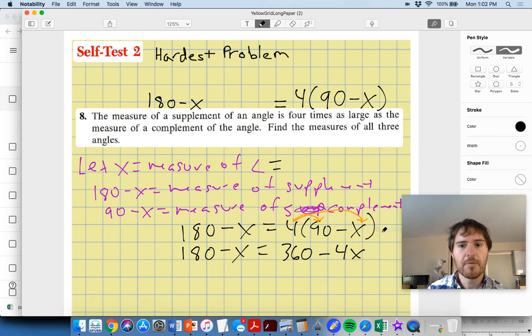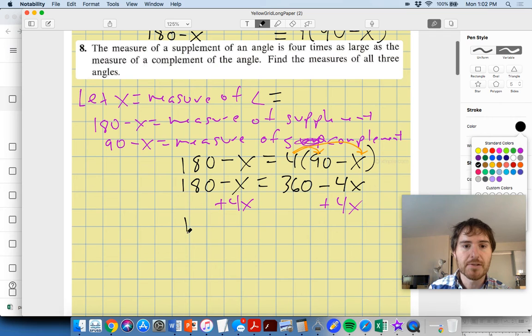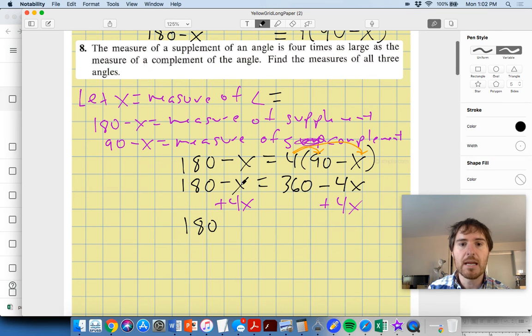So next step, if you're in Algebra 1, perhaps you're reviewing this as well, I would collect my variables to one side of an equation. I had negative 4x over here, so I'll add 4x to both sides to make sure I have a positive number of x's on one side. So now I got 180, negative x plus 4x brings us up to 3x. And we made a 0 over here because we wanted to collect variables to one side of the equation. And that's going to be equal to 360.